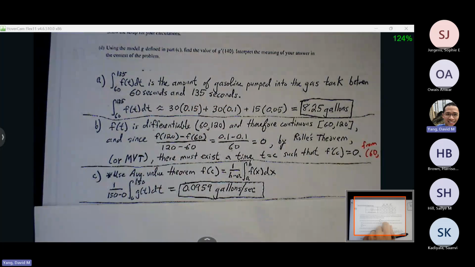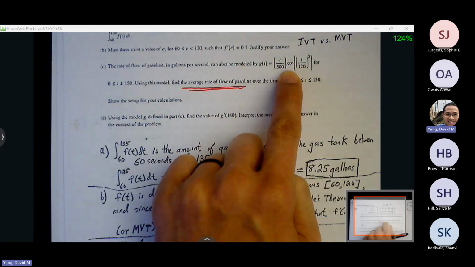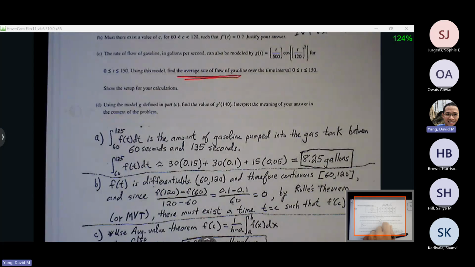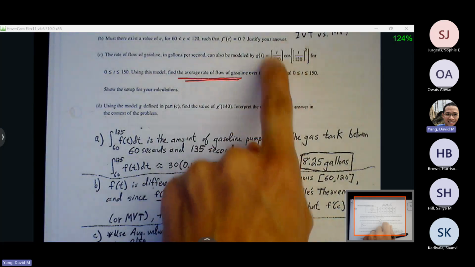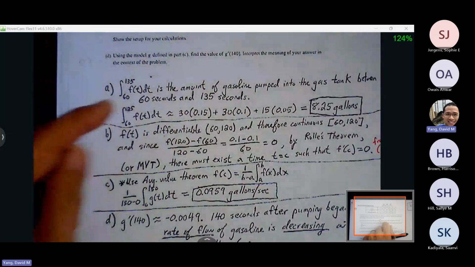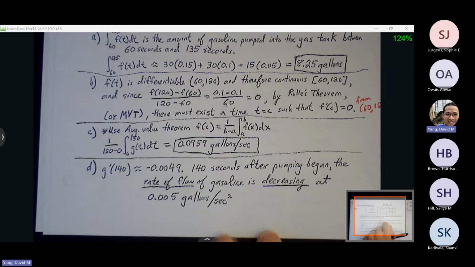Next part D. Using the model G that we've been using, find the value of G prime of 140. So we can just use math 8 to get to G prime. We do math 8, plug in 140, and G of t is already in gallons per second. So we know that G prime will take it down to gallons per second squared.